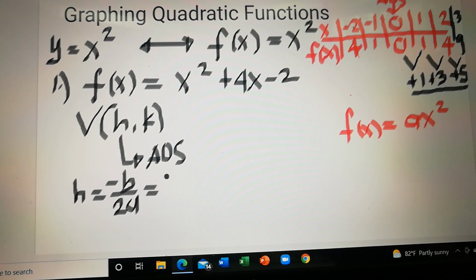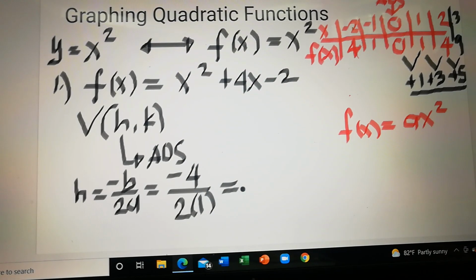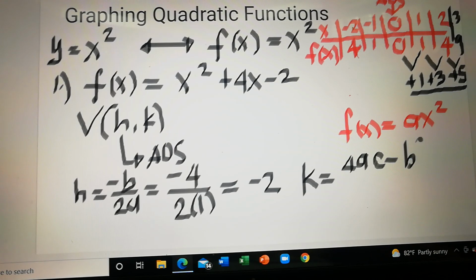That is now equal to negative of, your b is equal to positive 4. So therefore, negative of positive 4 all over 2 times the value of a, which is equal to 1. Okay, so simplifying, that is now equal to negative 2. Okay, so your value of k is equal to 4ac minus b squared over 4a.